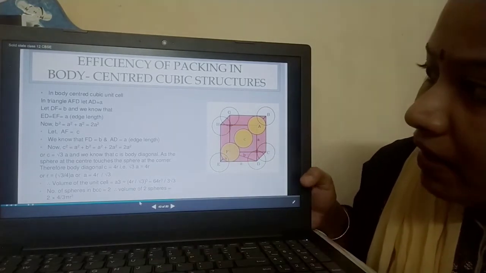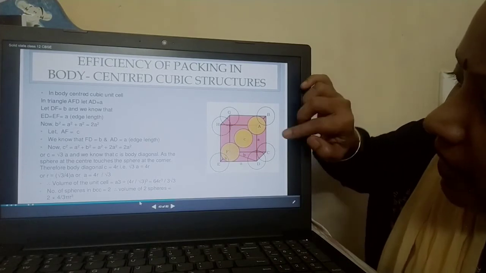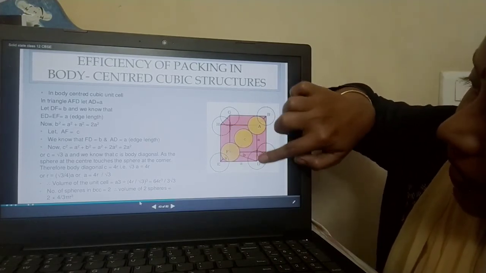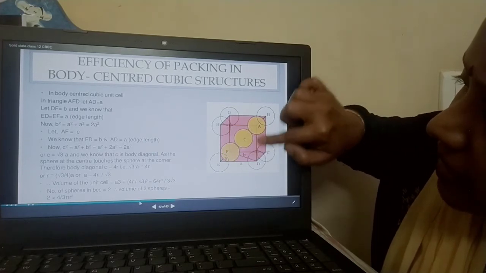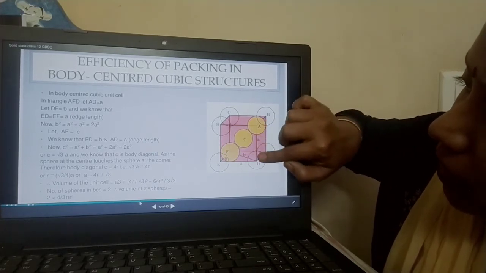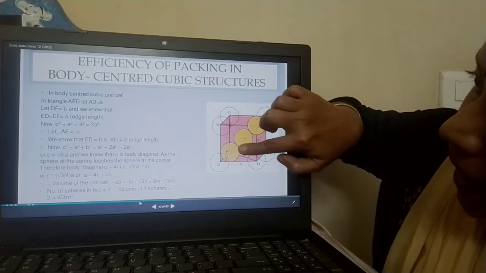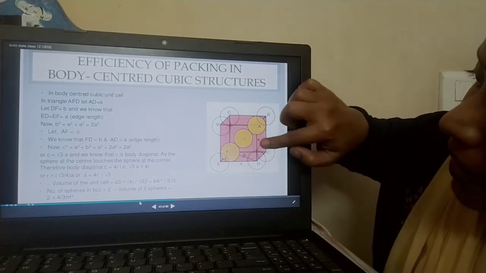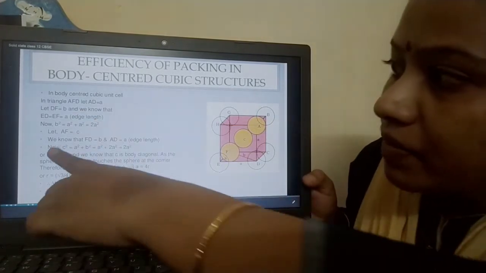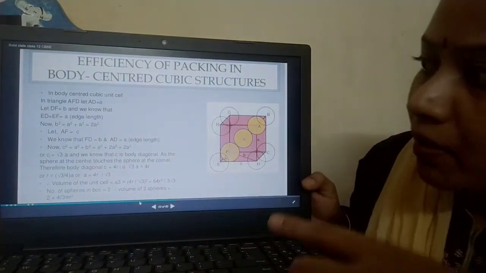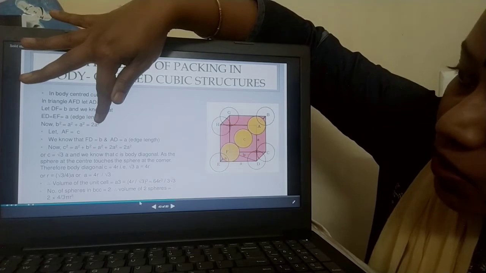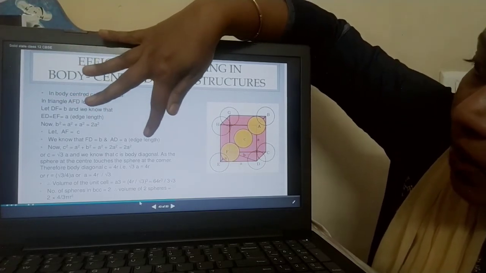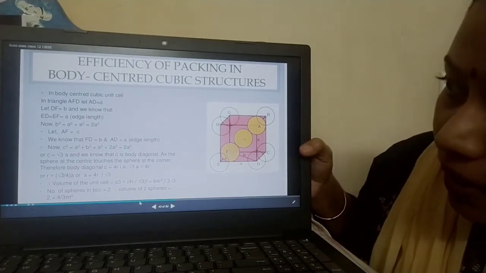So similarly, FD is equal to b. Yes, children? What is this FD? FD is equal to b. And what is AD? AD is equal to small a. And your FD is equal to small b. So c square is equal to a square plus b square, where b square is nothing but 2a square. So a square plus 2a square will be 3a square.